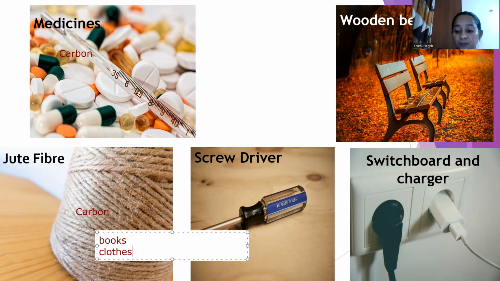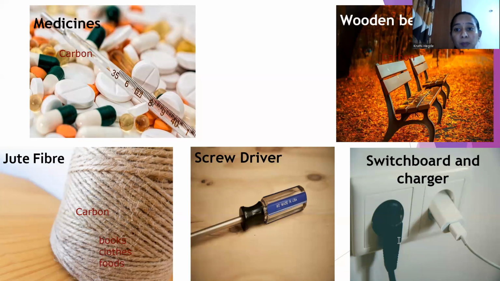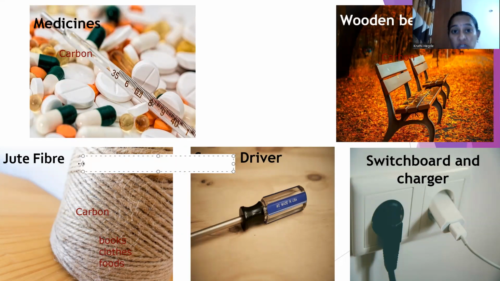Food, all types of foods are made up of carbon. So this carbon is making these many materials. Okay, how do we know that carbon is present in this medicine or jute fiber or wooden bench? How can we know that it's present in them? What we have to do to know the presence of carbon in a particular substance: burn the substance.